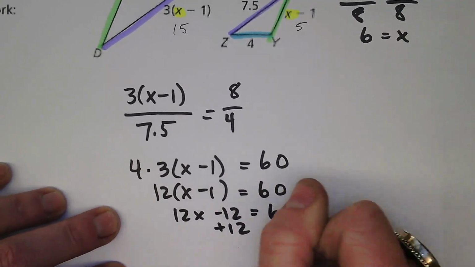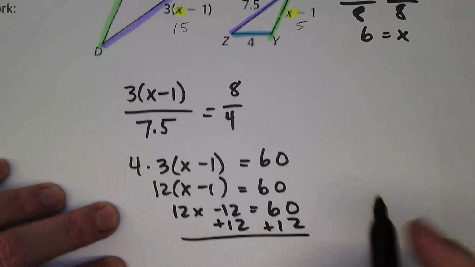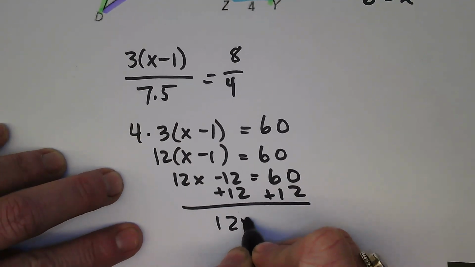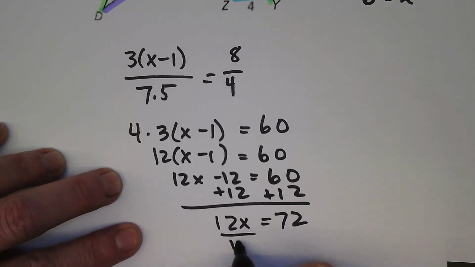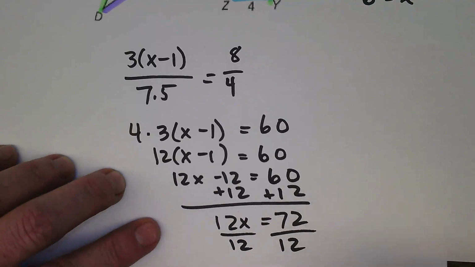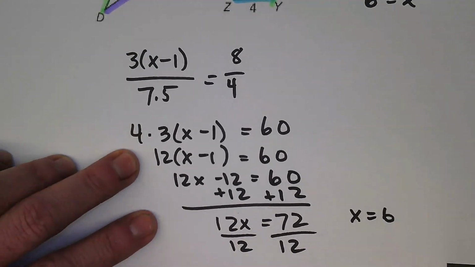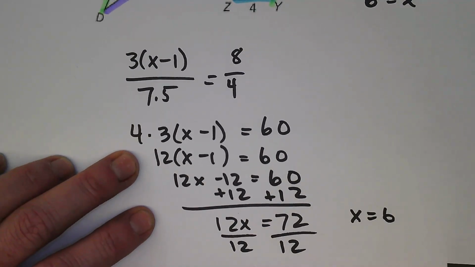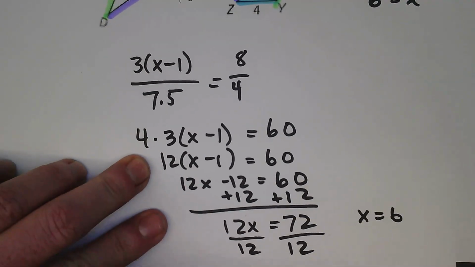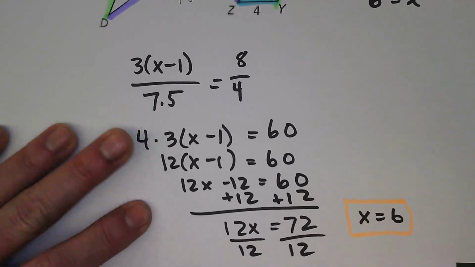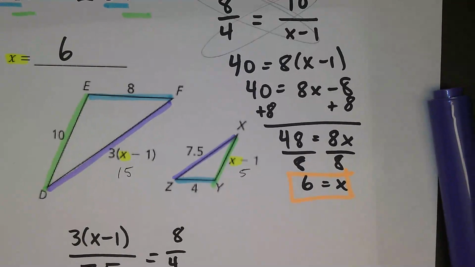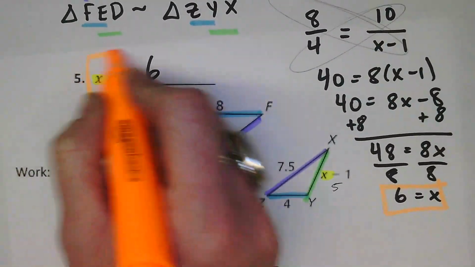I'm going to add 12 to both sides, and I'll get 12X equals 72. Dividing by 12, I'm going to get the same answer I did before, X equals 6. Part of the reason that I bring this up is, one, to check my work, to make sure I got the same answer both times, which I did, right? X equals 6, X equals 6, X equals 6, here it is.